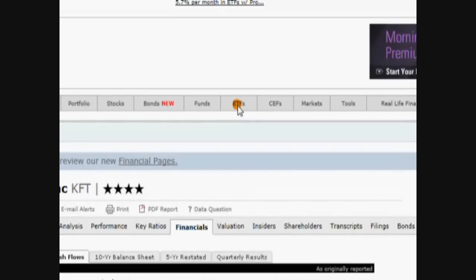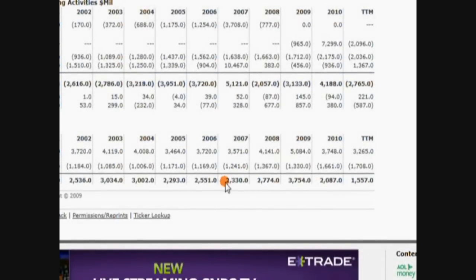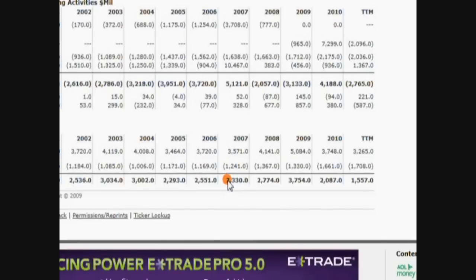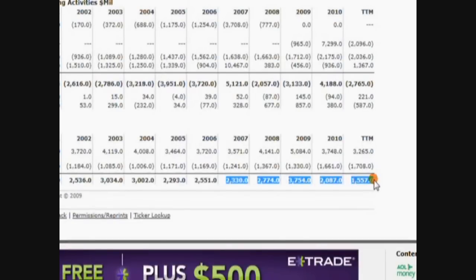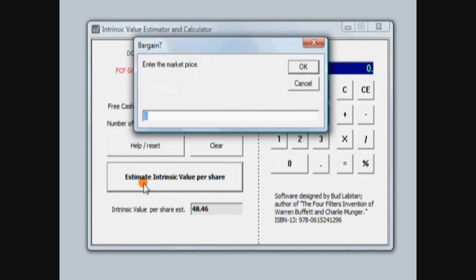Continuing, once you have these four areas filled in, the growth rate, the discount rate, the free cash flow number, and the shares outstanding, you can then press this button called Estimate Intrinsic Value Per Share. And if you enter today's market price of Kraft, and let's say it's about $35 today, hit OK. It calculates the figure, and from what we can see here, starting with an assumed free cash flow annual growth rate of 7%, the estimated intrinsic value per share is approximately $48.46. And you entered a market price of $35, so the price to value ratio is 0.72, and you have an estimated bargain of around 27.7%.